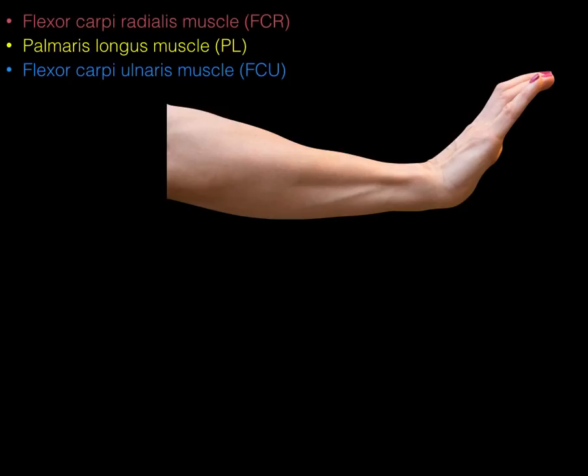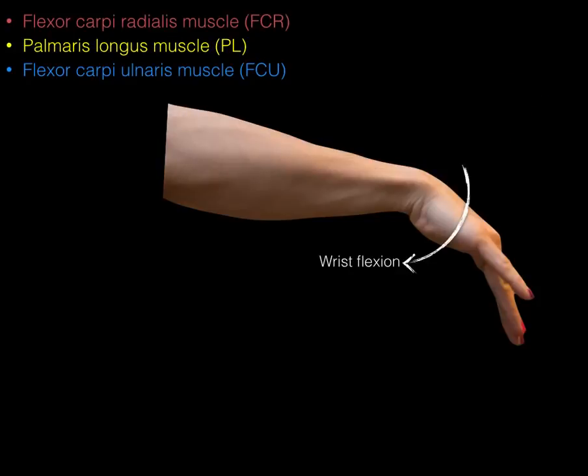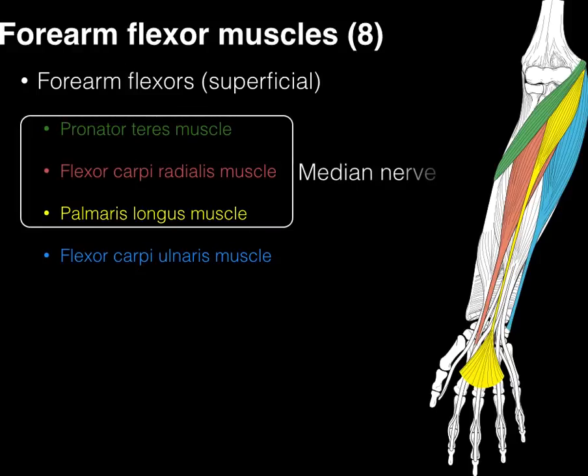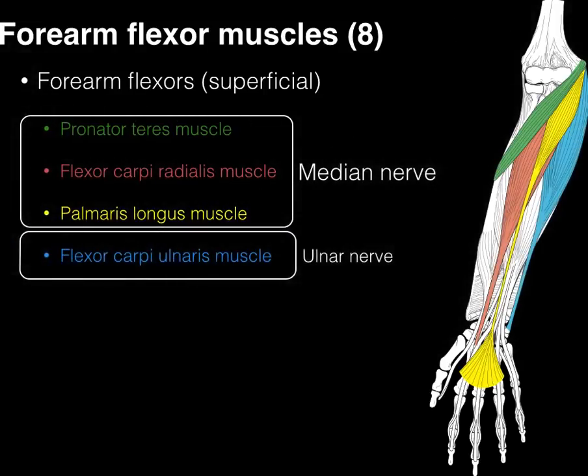All right, so the flexor carpi radialis, palmaris longus, and flexor carpi ulnaris muscles all flex the wrist in this fashion. There's flexion of the wrist. All right, now there's our superficial muscles. So 3 of those are innervated by median nerve, and the one with the word ulna in it is innervated by ulnar nerve. So there's our superficial, halfway there.